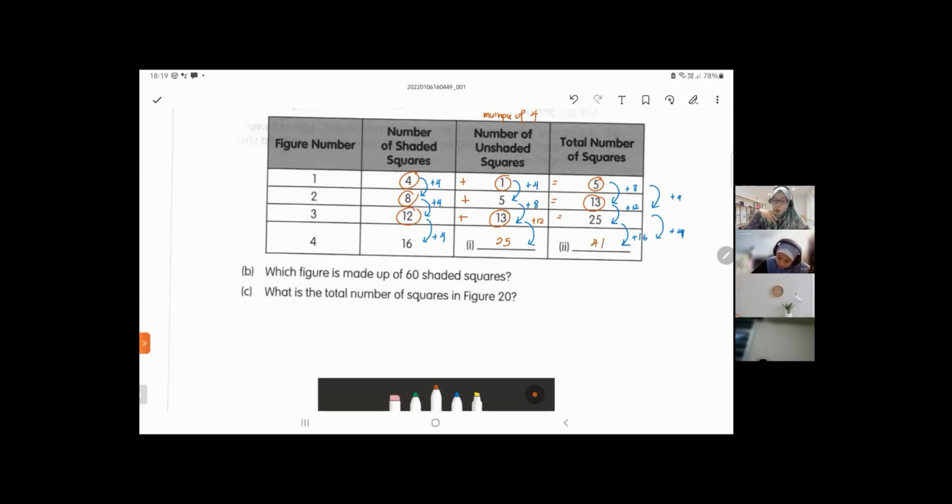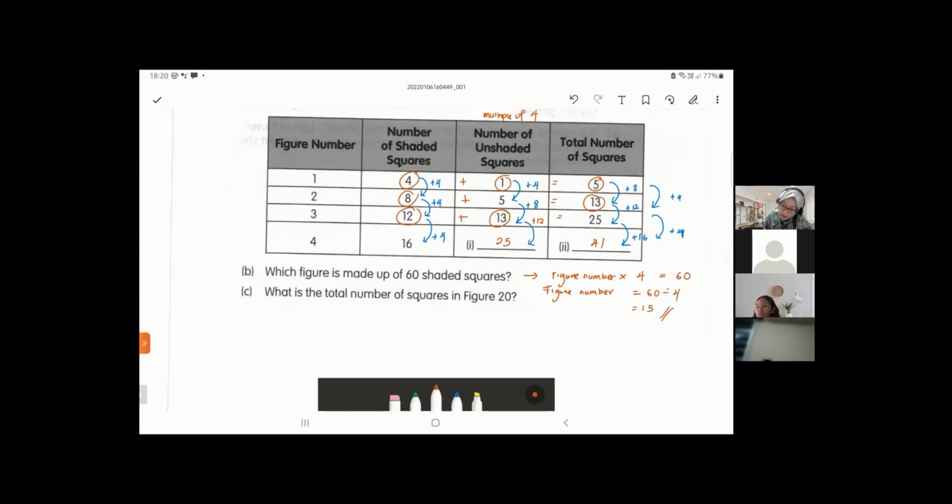Now for part B, which figure is made up of 60 shaded squares? So there's a formula. So the formula is figure number times 4. So figure number times 4 will give me 60. So to find the figure number, you do the opposite. You take 60 divided by 4 and I get 15. Answer for part B.